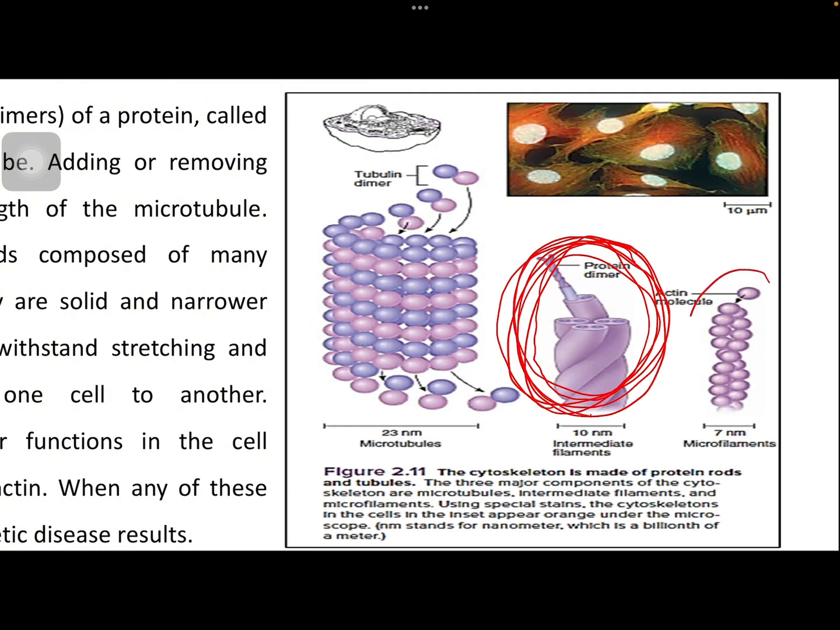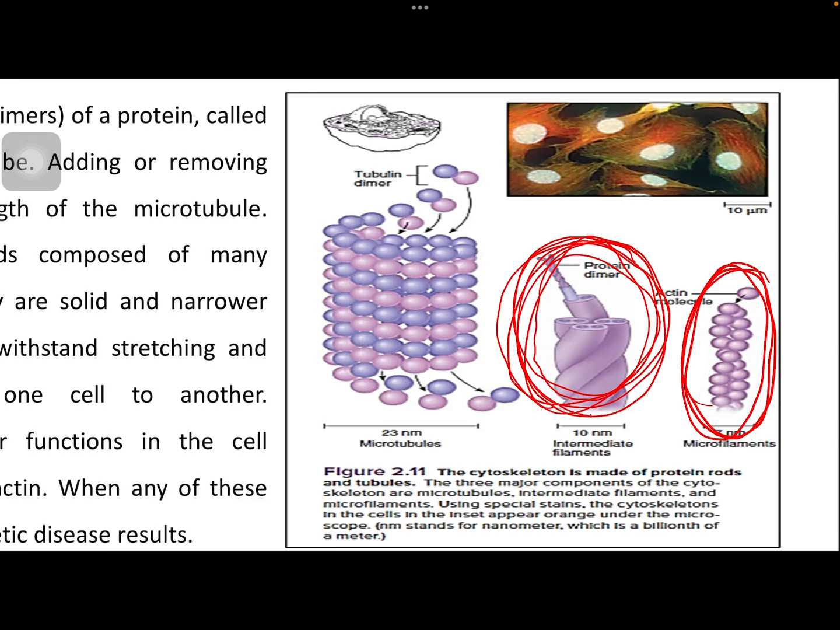However, microfilaments are for cell movement and also some in maintaining the cell shape. But specifically, they focus more on cell movement, such as forming the cilia and flagella. We know cilia, right? Cilia is the hairy-like structure on a cell that lets the cell move from one place to another.